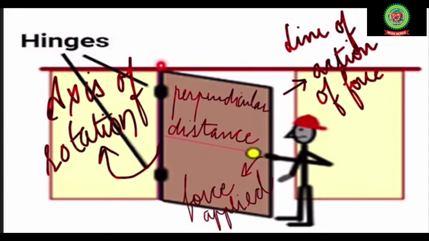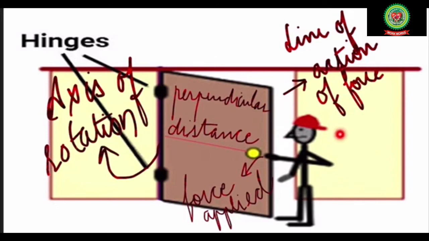This is the axis about which this door is rotating. So this will be the axis of rotation. Fine. And here we are applying the force. Right. And this is the line about which the force is applied. So this is the line of action of force. And this distance is the perpendicular distance between the axis of rotation and the line of action of force.